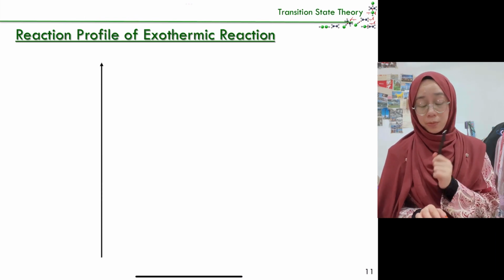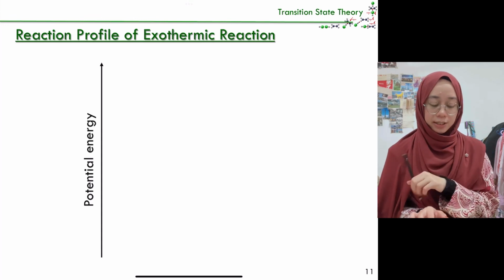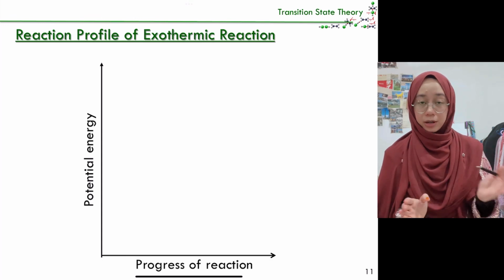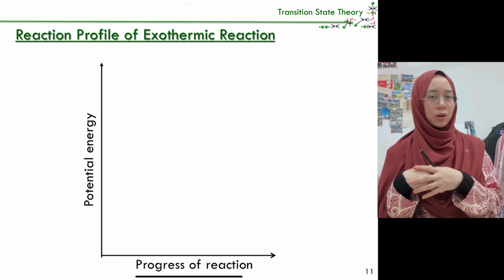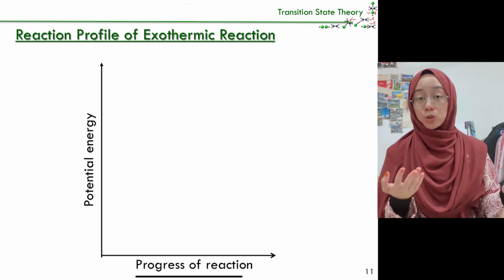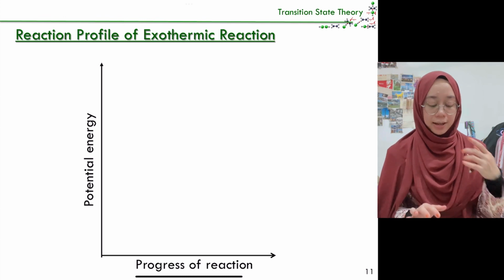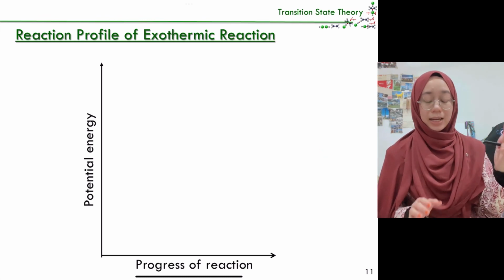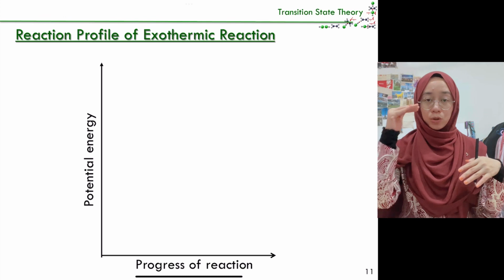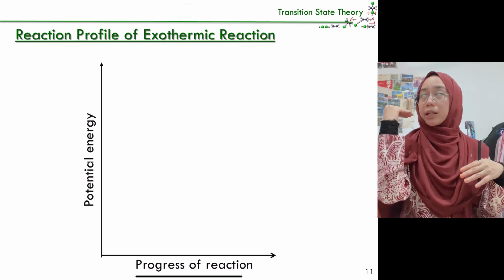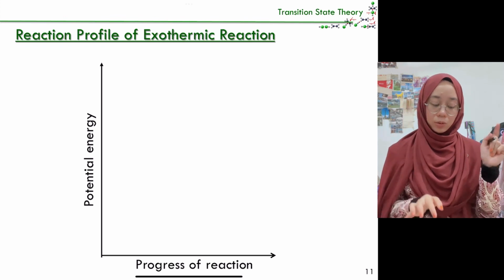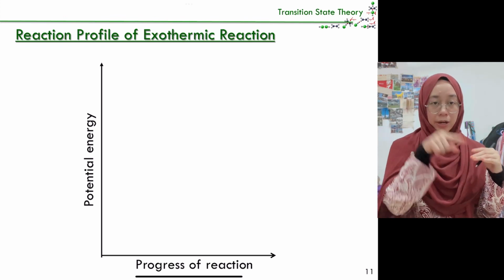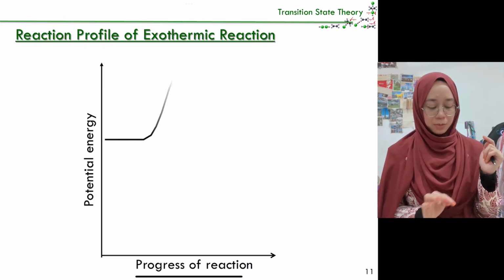First, draw the y-axis. Okay, tuliskan potential energy, and then the x-axis, progress of reaction, progress pathway, ataupun course of reaction. Okay, just choose one yang mana yang kamu senang nak ingat. Okay, and then since this is exothermic reaction, tadi Miss ada cakap kan, exothermic reaction, reactant punya energy is higher, product punya energy is lower. Okay, so lukiskan and then just sambung, and then buat just bukit lah, mana-mana random je kamu buat.